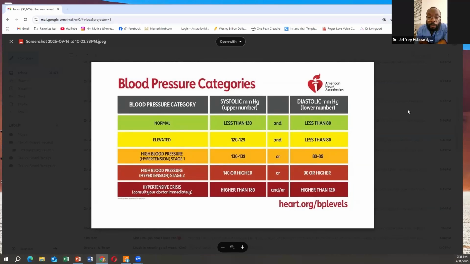The two numbers that we examine when we evaluate somebody's blood pressure: the first number is called systolic blood pressure, and that is the amount of millimeters of mercury pressure that is inside the artery during a heart contraction. And then the second number is called diastolic blood pressure, and that is the pressure in the artery when the heart is relaxed, right? So both of those numbers have very important value when you're assessing how somebody's cardiovascular system is working.